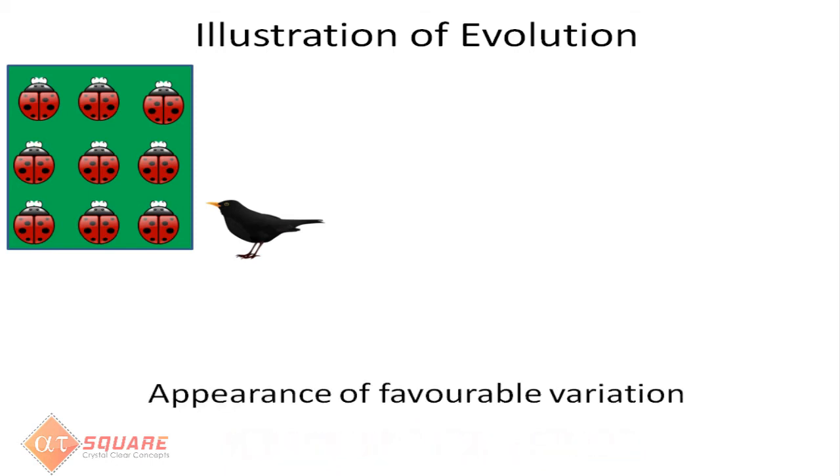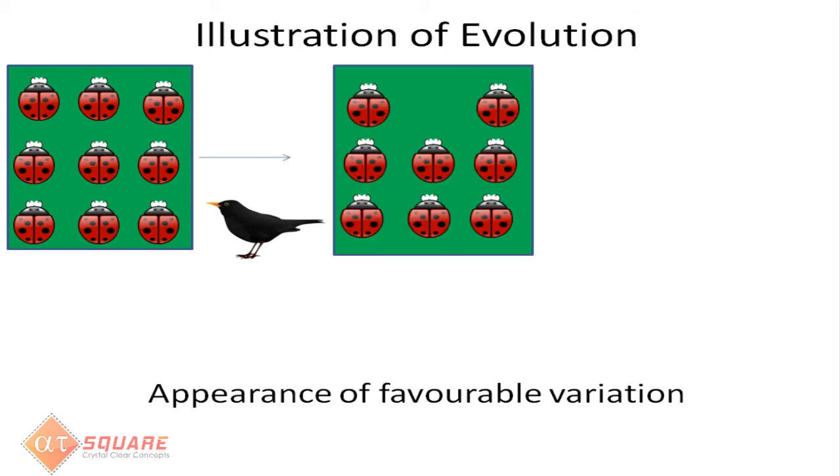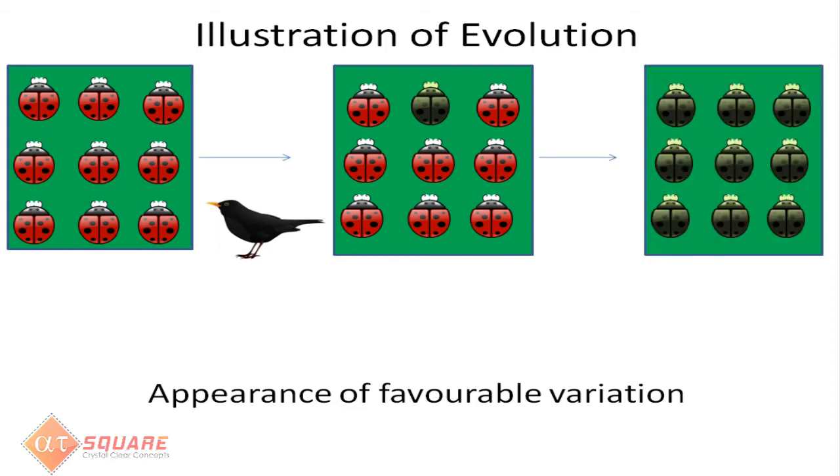First, appearance of favorable variation. A color variation arises during reproduction so that there is one beetle that is green in color instead of red. The number of green beetle increases after reproduction. Crows cannot see green colored beetles on the green leaves of the bushes and therefore cannot eat them. The progeny of the green beetle is not eaten while the progeny of the red beetle continues to be eaten.